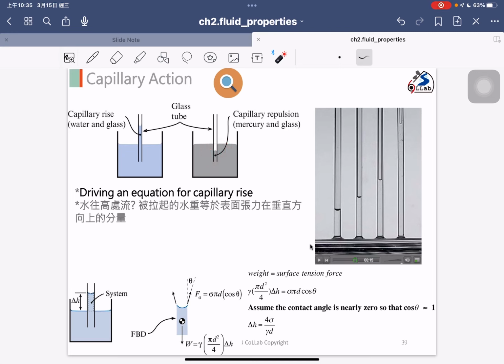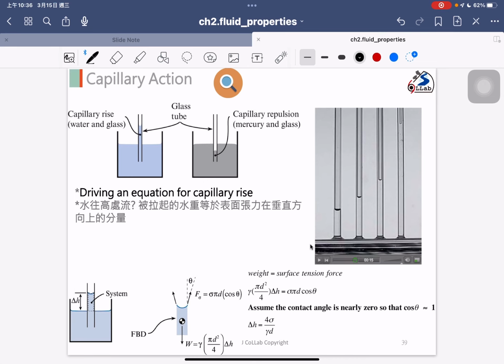in here because the mercury doesn't stick to the glass. So you cannot see rising, it's just falling, because the adhesion between the boundary is less than the cohesion of the mercury. Okay, so maybe you cannot really understand yet, so we can do an exercise and try to figure out the reason why.